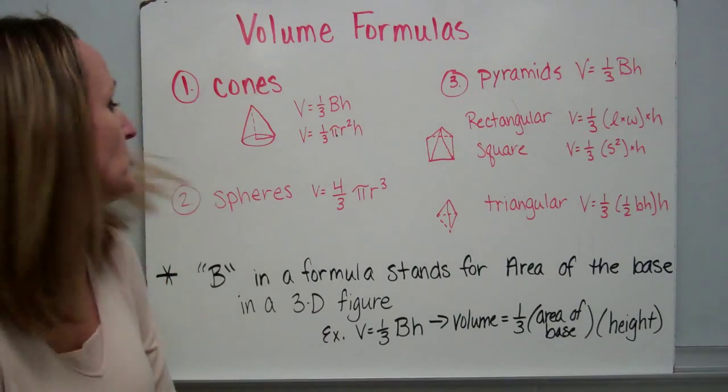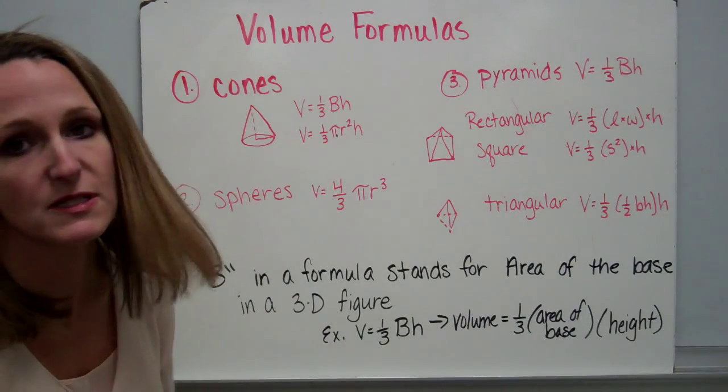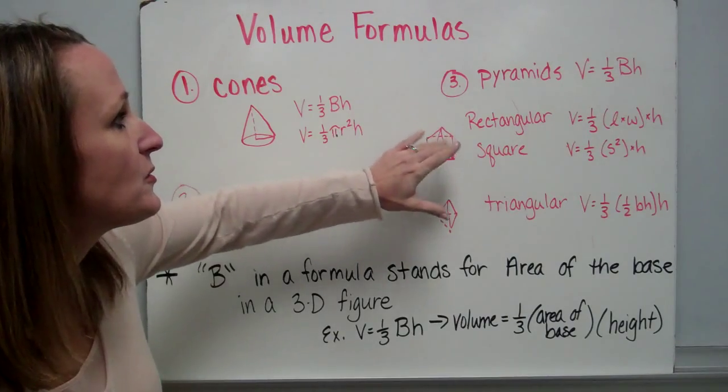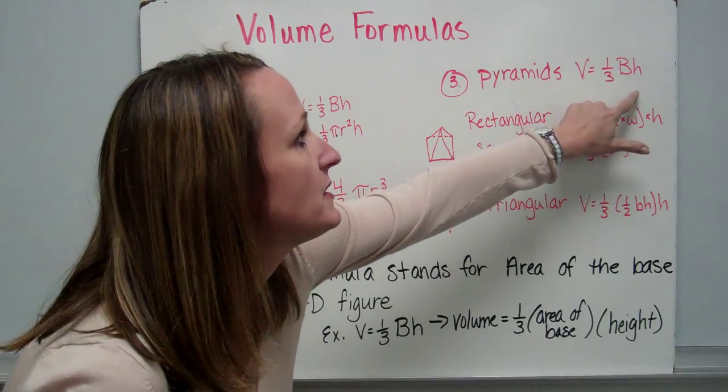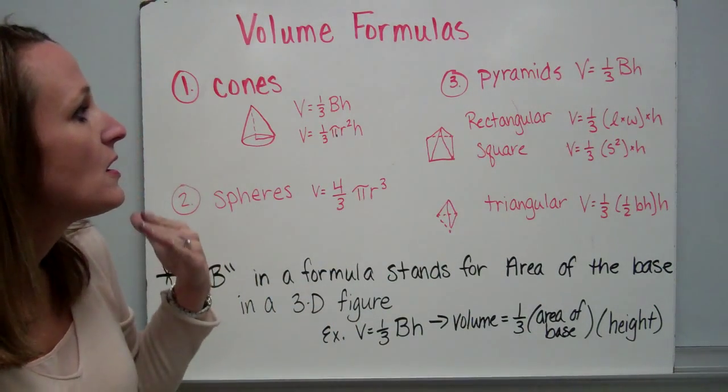It doesn't follow the rule. Only one that doesn't follow the rule is a sphere. Then we have our three pyramids. It does go back to big B, little h, and it uses the 1/3.